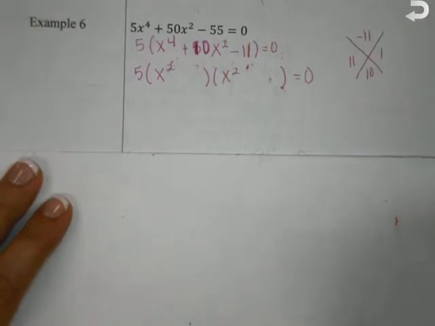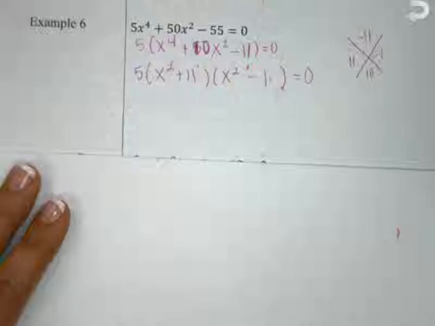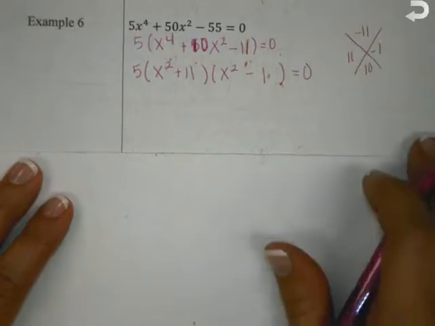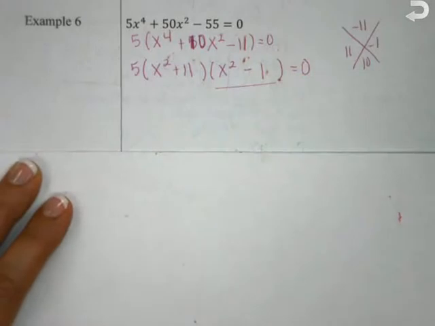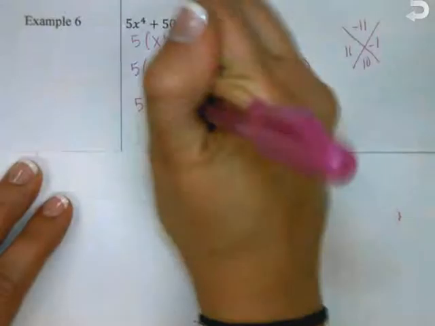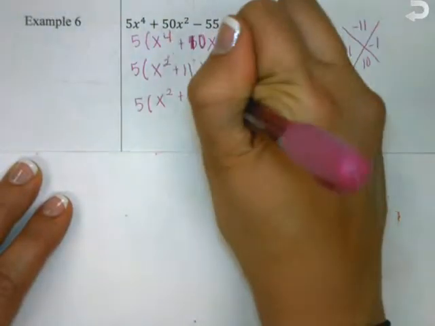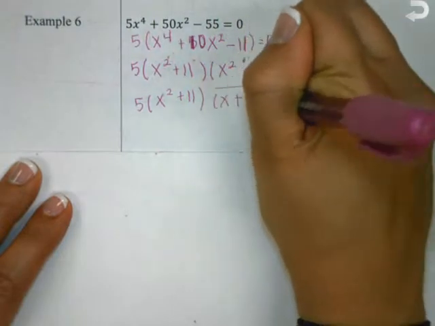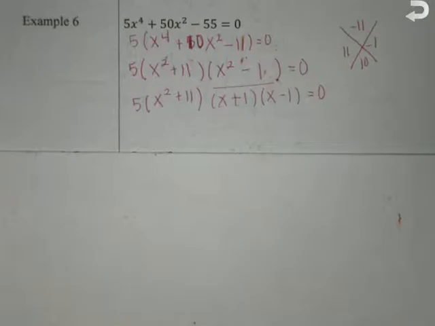Does anybody see anything else we can do to factor? Exactly. I have a difference of 2 squares here. So this is still 5 times x squared plus 11 times x plus 1 times x minus 1. All of that equals 0. So looking at what we have so far, how many factors do I actually have? 4. 5 counts as a factor. So we take each one of those and set them equal to 0.